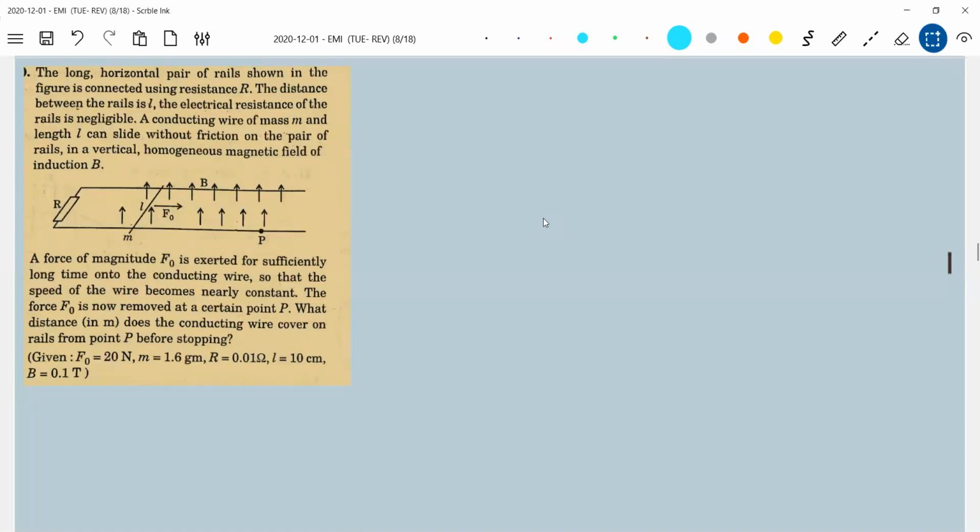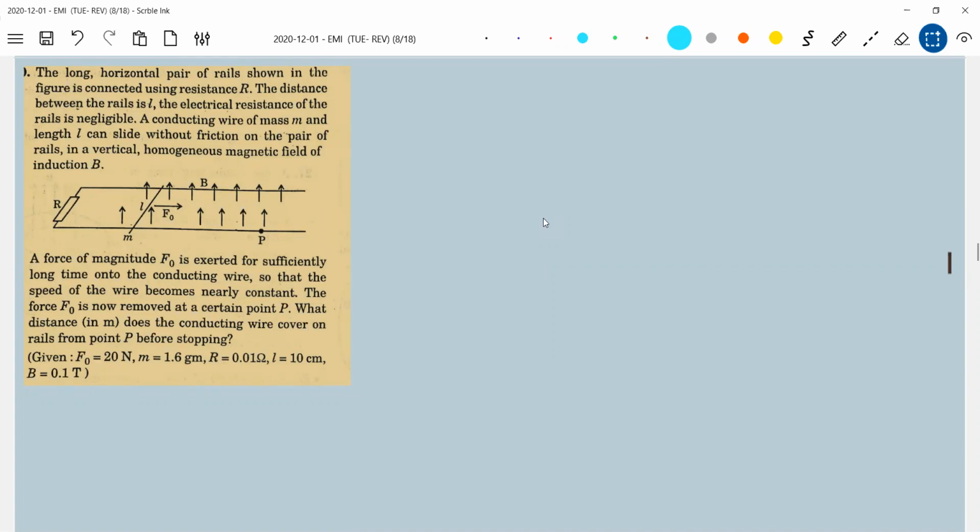Yeah, let me get into the problem. So first you see this. There's a conductor of mass m. If a force of magnitude F naught is exerted for a sufficiently long time onto the conductor, so that the speed of the wire becomes nearly constant, the force F naught is now removed at a certain point P. What distance does the conductor cover on the rails from point P before stopping?